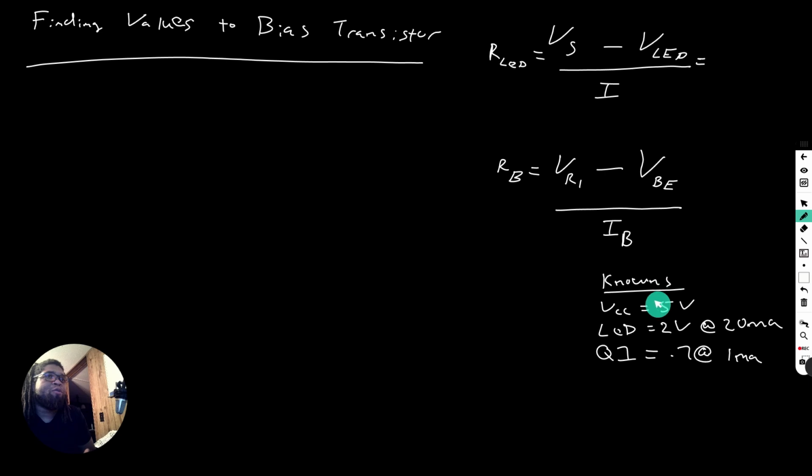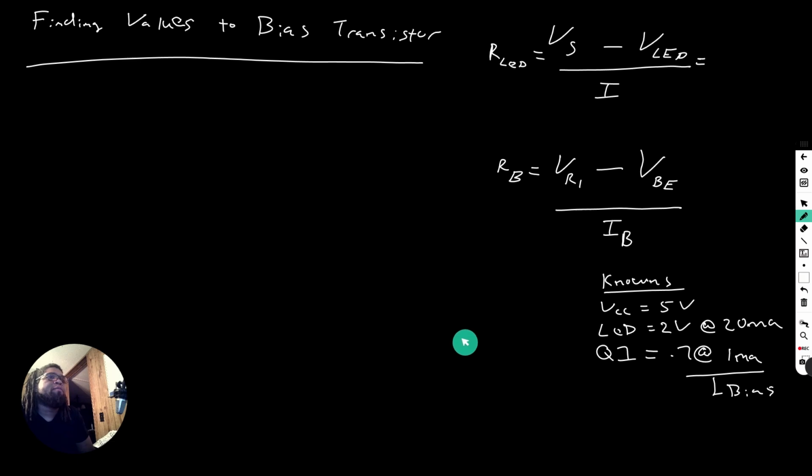If we remember what our knowns were, we had a supply voltage, which is usually denoted as VCC. Our supply voltage is 5 volts. The LED, a typical LED, will run at 2 volts at 20 milliamps. Another typical transistor, which is denoted as Q1, will run at 0.7 volts at 1 milliamp. That's our bias voltage. Okay, this is our bias. So we want to find the values that will hit those target points within that circuit.